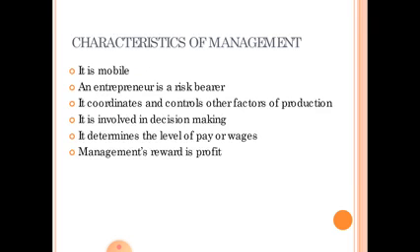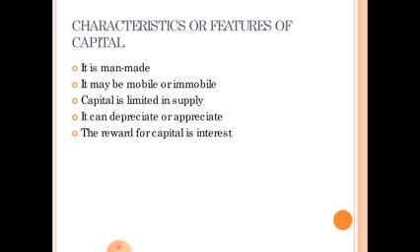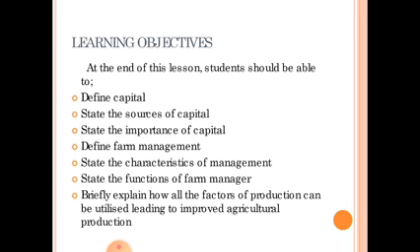So as we conclude, I'd like us to go back to the objectives of this lesson, just for us to be sure that the objectives of the lesson have been achieved. We said at the end of the lesson, you should be able to define capital. I'm sure those of you who are paying rapt attention should be able to define capital. We said capital is human-made goods which are used in the production of other goods. The second objective says that you should be able to state the sources of capital.